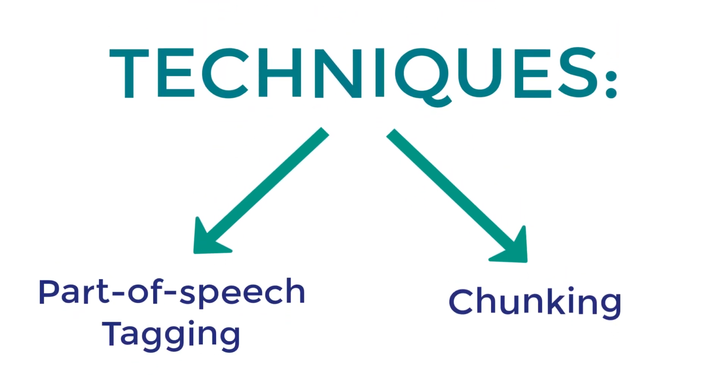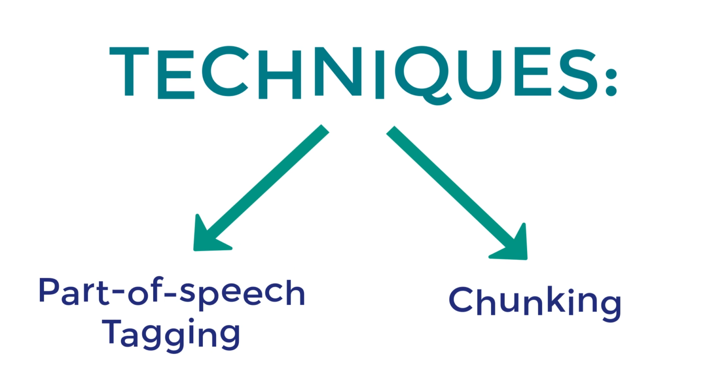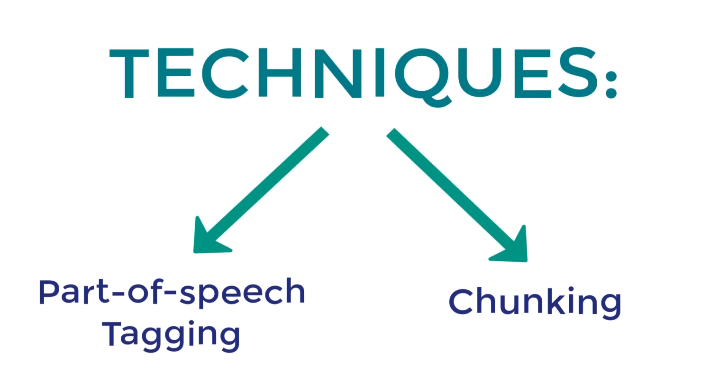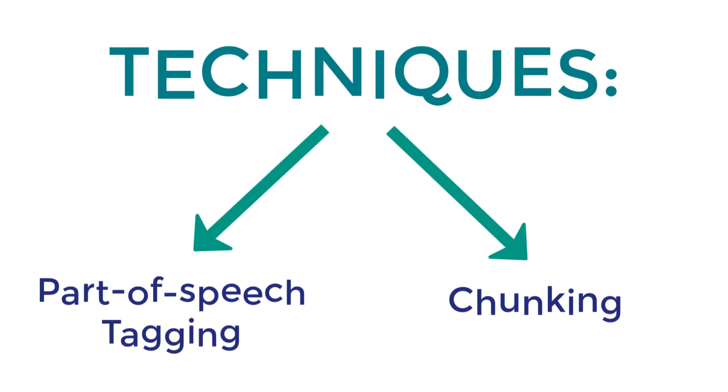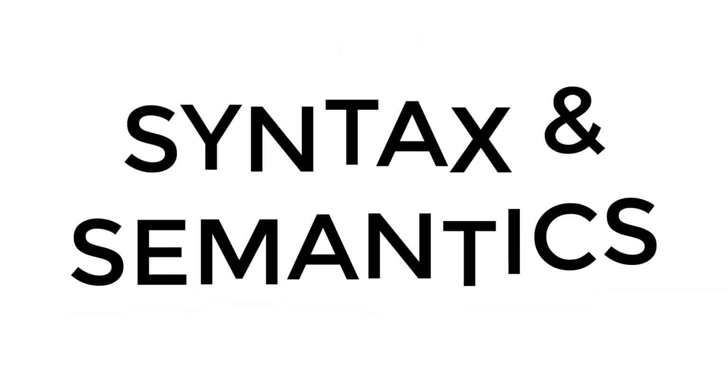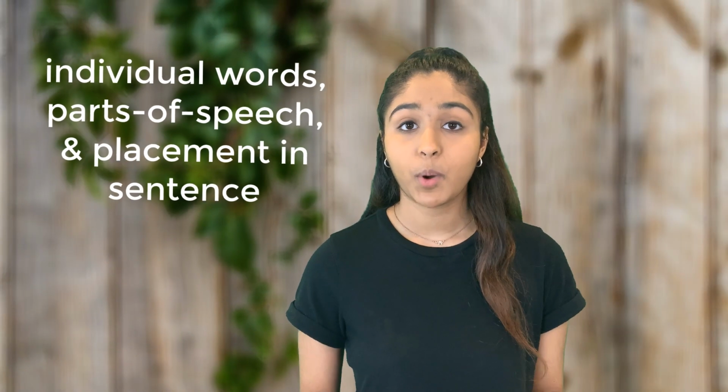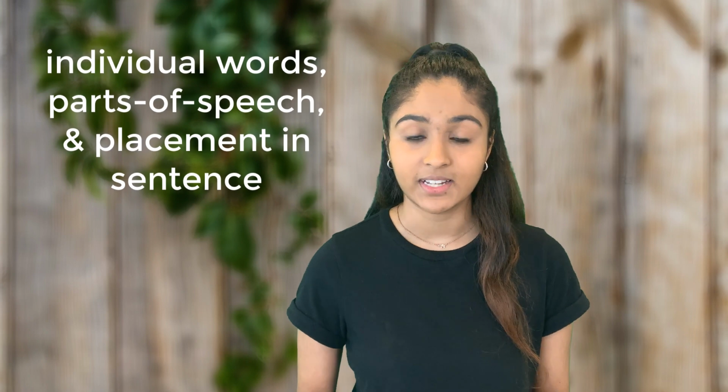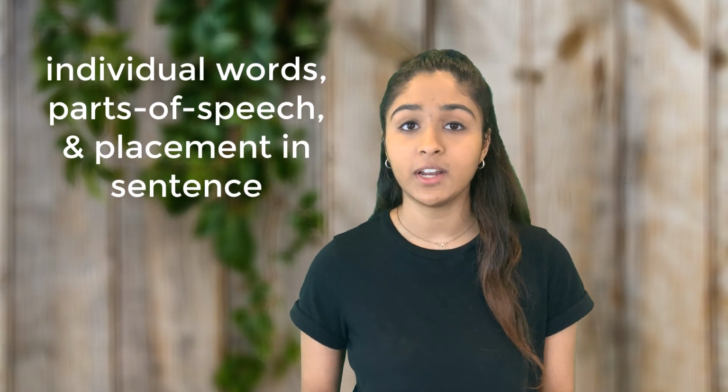And it's not just part of speech tagging and chunking that allow NLP to figure out the meaning of a person's words. There are also other techniques, some briefly mentioned in one of the intro videos, that can broadly be classified into two categories, syntax and semantics. More on these in the next couple of minutes. It's these individual words, their parts of speech, and their placement in the sentence that give the computer knowledge and context as to what the sentence is really trying to say.